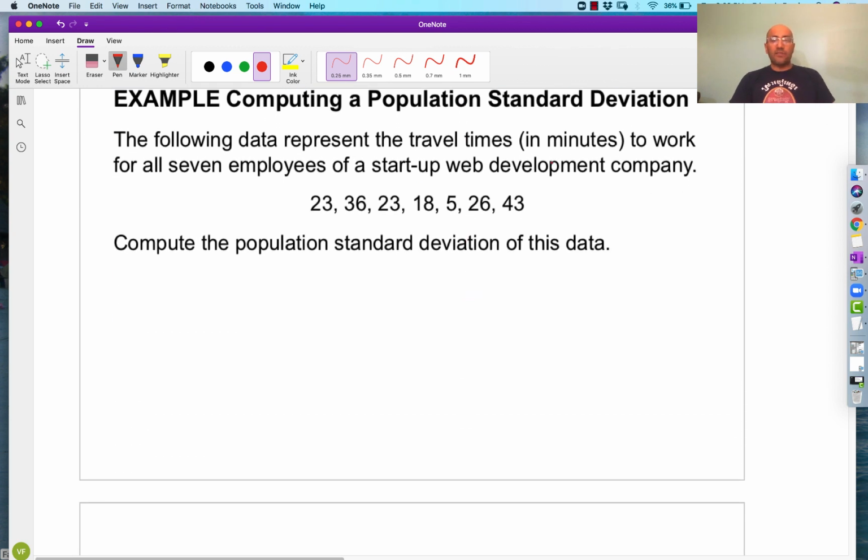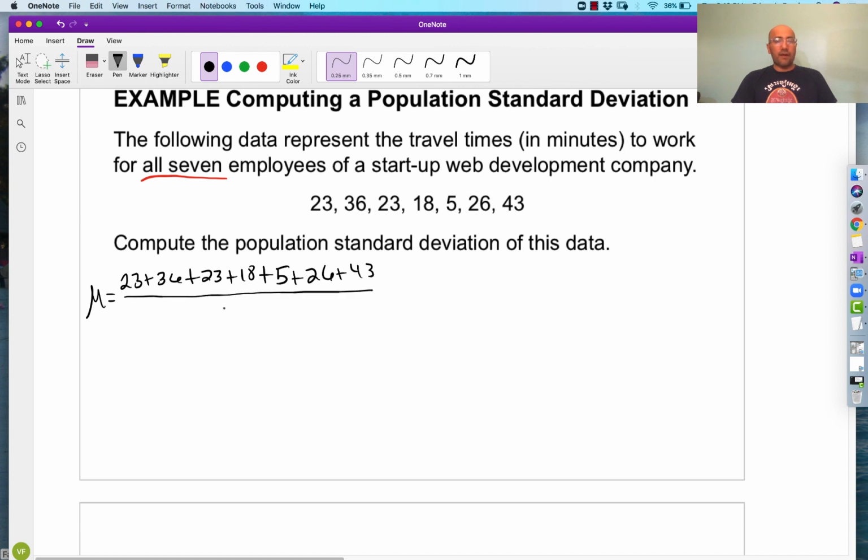Okay, so here's an example. The following data represents the travel times to work. So we're back to the all 7 employees example. Okay, so this was their travel times. Compute the population standard deviation of this data. So the first thing we have to do is go back and think about what the mean was. So remember, the mean was going to be 23 plus 36 plus 23 plus 18 plus 5 plus 26 plus 43, and all of that gets divided by 7.